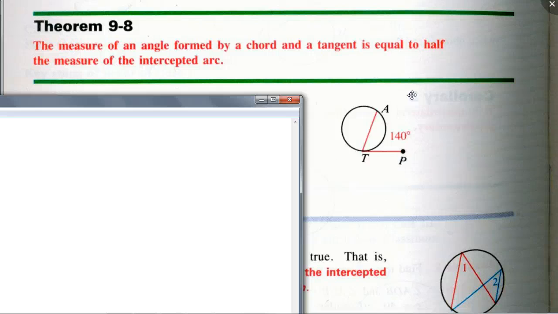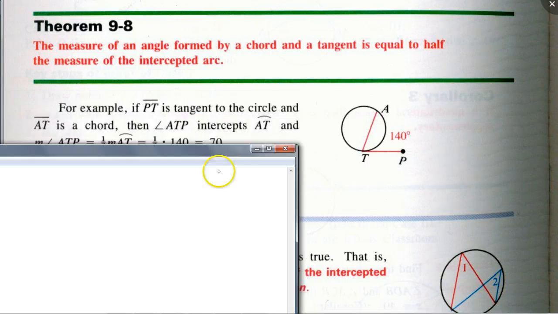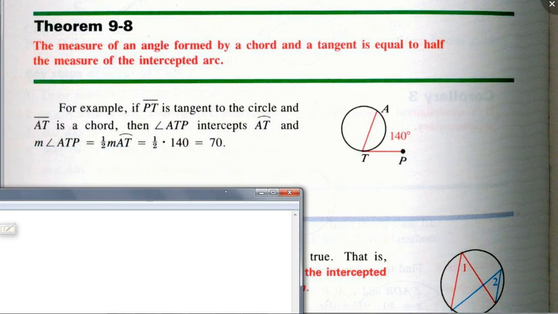Okay? So take a look at that example underneath. If this arc AT is 140 degrees, what would the angle ATP be? Class? 70. It's half of that intercepted arc. Does this make sense? Yes. So, can you use these theorems and corollaries to do your homework tonight? Yes. Do you understand what they're saying? Yes. Okay, very good.